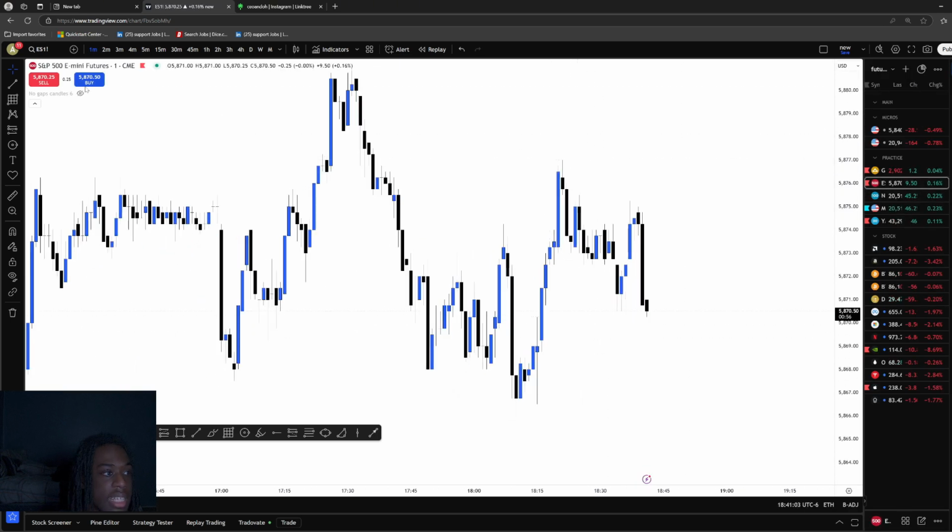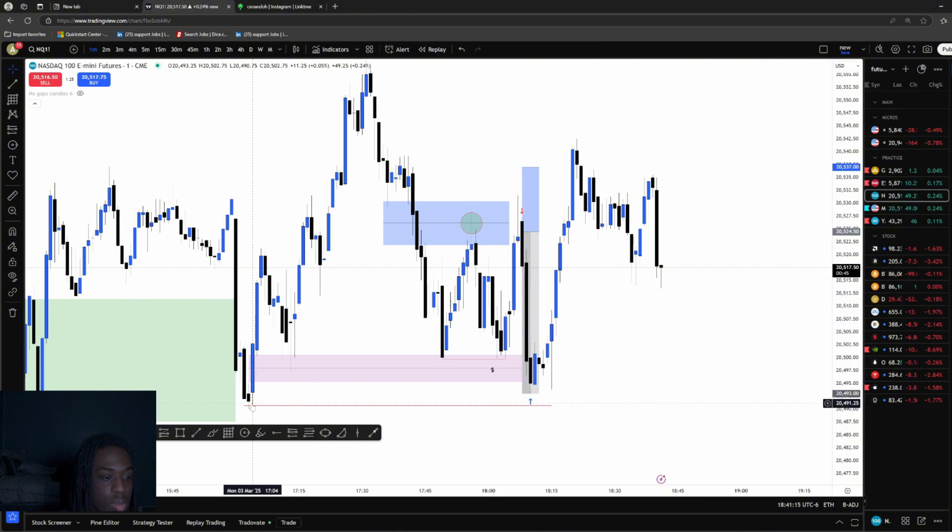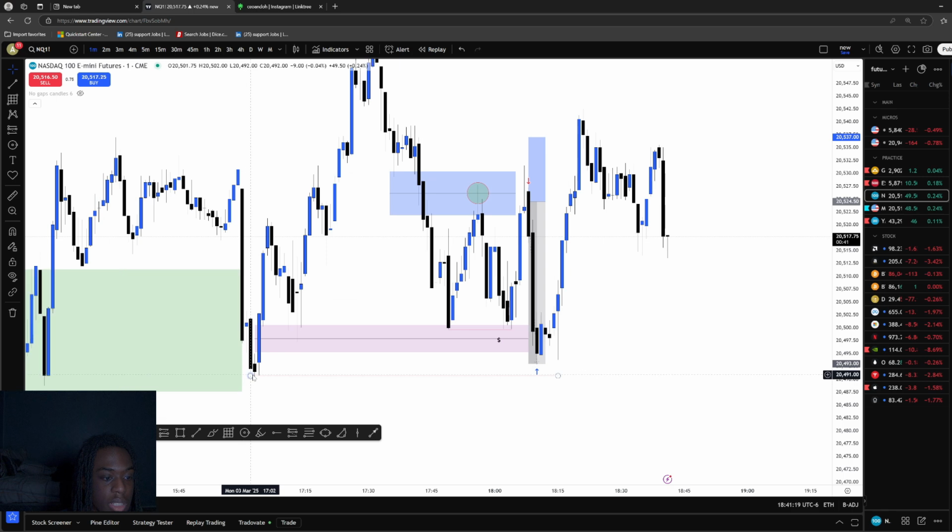and I seen that ES created an SMT, right? So as you can see, price had swept these lows right here, but on Nasdaq you can see that price never swept these lows. So let me mark it out. So boom, price never swept these lows right here. So if you look at the time right here, it says this is 5:03.